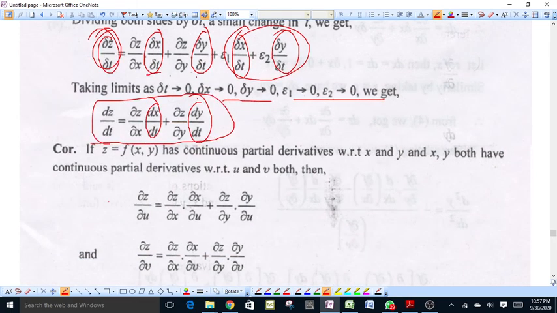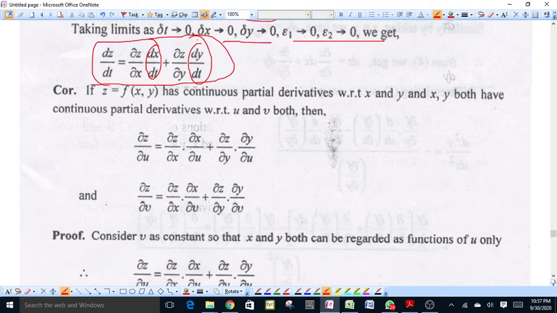Now if f(x,y) has continuous partial derivatives with respect to x and y, and x and y both have continuous partial derivatives with respect to u and v, then ∂z/∂u, because z is ultimately a function of two variables u and v, will be equal to ∂z/∂x · ∂x/∂u + ∂z/∂y · ∂y/∂u. Similarly, ∂z/∂v will be equal to ∂z/∂x · ∂x/∂v + ∂z/∂y · ∂y/∂v.